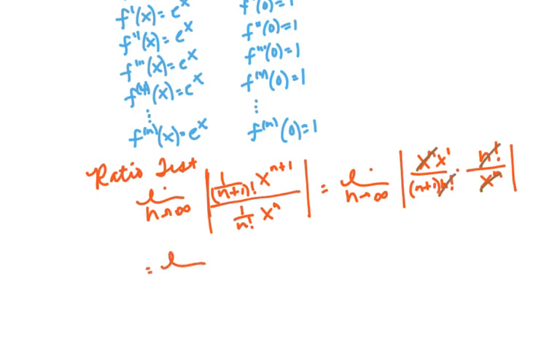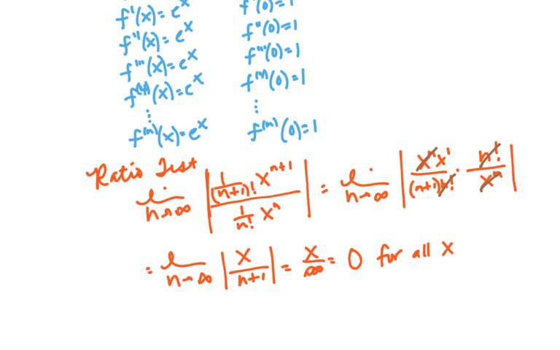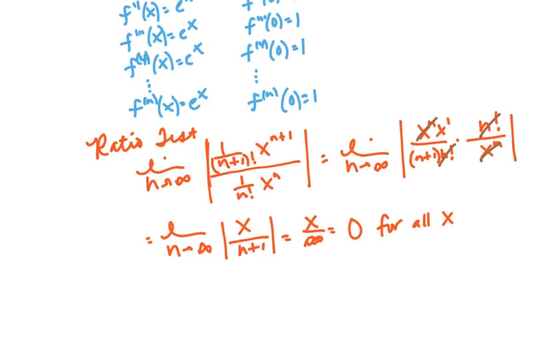So we have the limit as n approaches infinity of, in the numerator we have x, and in the denominator we have n plus 1. So when we put in infinity, this means we have x over infinity, which equals 0 for all x. Now remember that was one of our cases, so the radius of convergence is infinity. What that means is our interval of convergence is negative infinity to infinity.